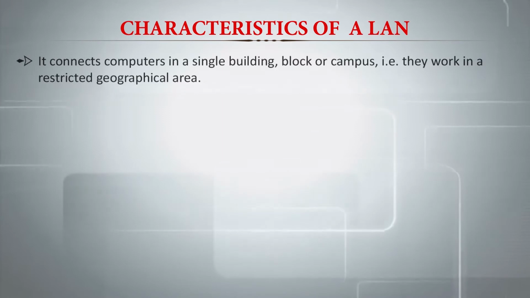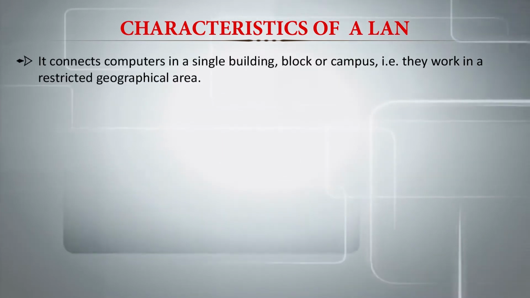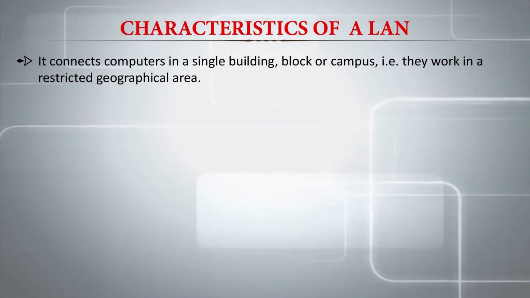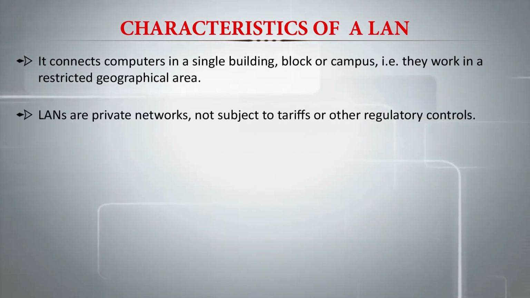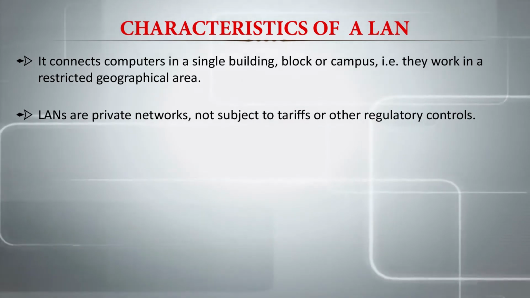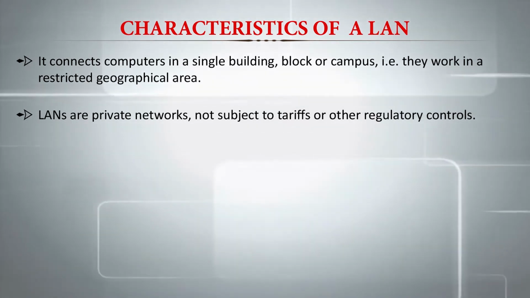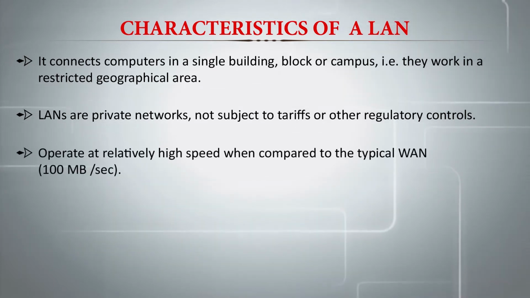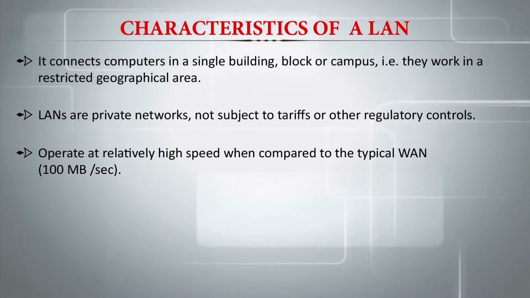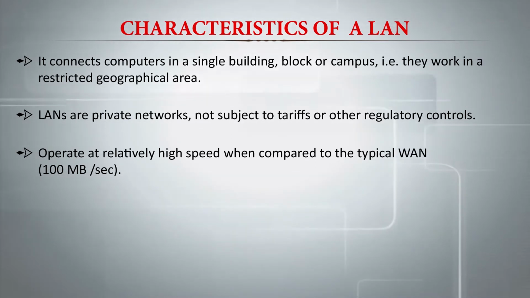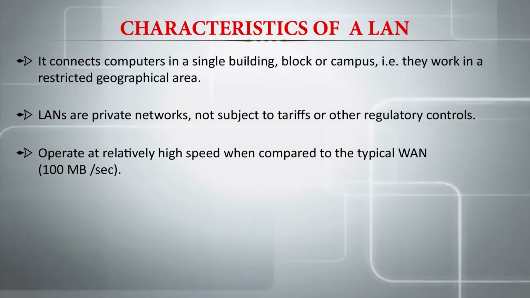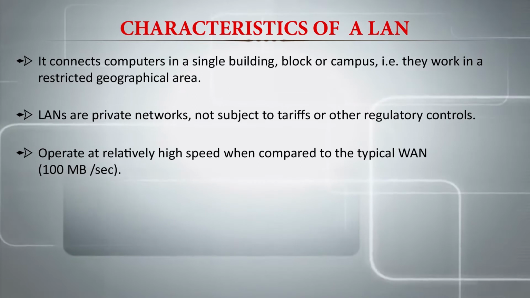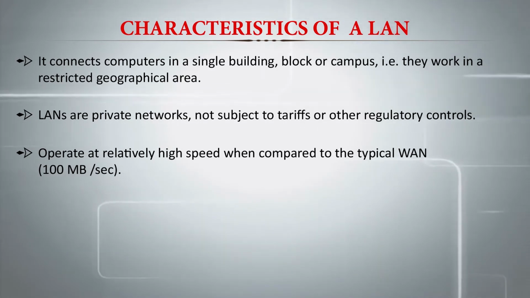Characteristics of a LAN: they connect computers in a single building, block or a campus. They work on a restricted geographical area. That is one of the characteristics. LANs are private networks. Any organization can have its own local area network. It is not subject to tariff or any regulatory controls. They operate at a relatively very high speed compared to WAN. I explained to you why the LAN works faster: because the area of coverage is very small.